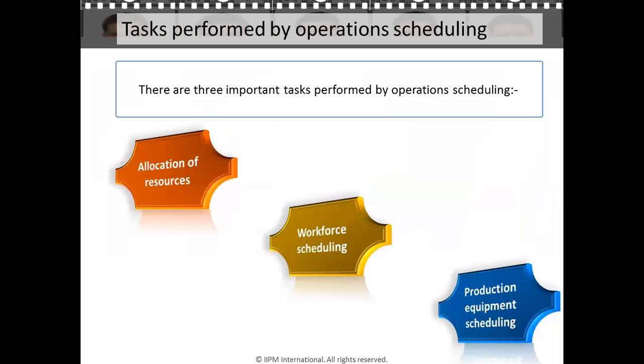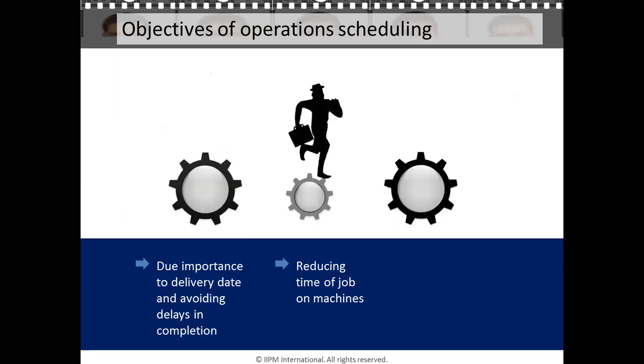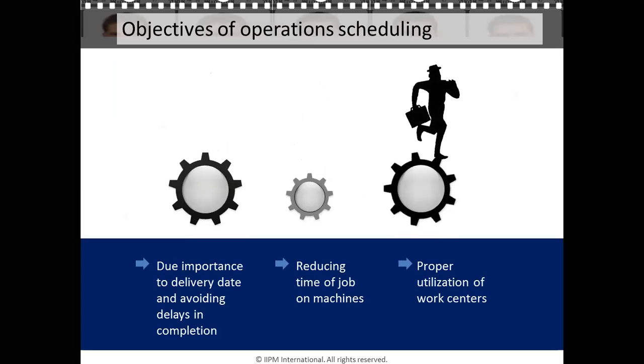Tasks performed by operations scheduling. There are three important tasks performed by operations scheduling. We have allocation of resources, we have workforce scheduling, and we have production equipment scheduling. Now, what are the objectives of operation scheduling? We give due importance to delivery date and avoiding delays in completion, reducing the time of job on machines, and proper utilization of work centers.